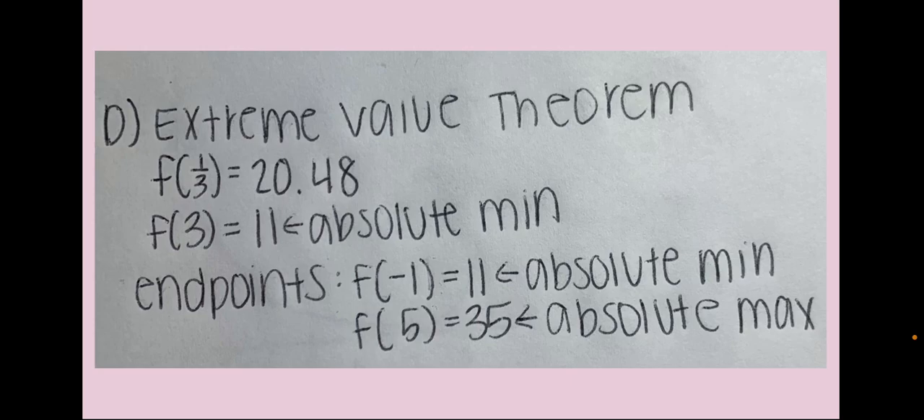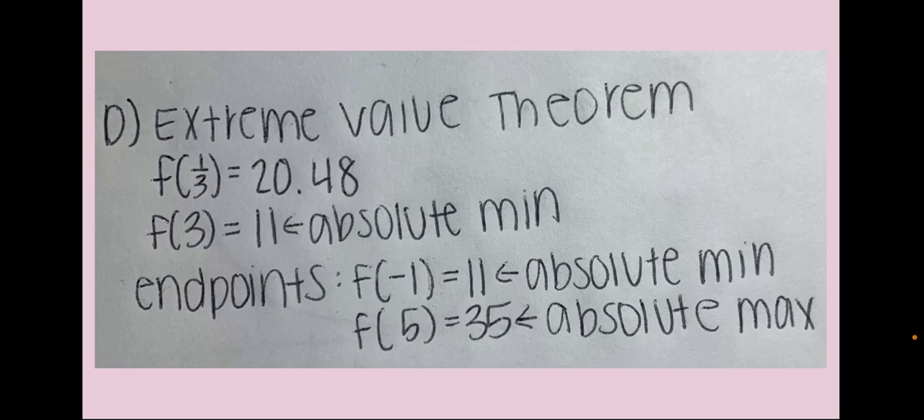Next, you have to check the two endpoints, which are the two numbers in the interval. When you plug in -1, you get 11, and when you plug in 5, you get 35. The absolute maximum is y equals 35 at x equals 5, and the absolute minimum is y equals 11 at both x equals -1 and x equals 3, since they both have the same y value.